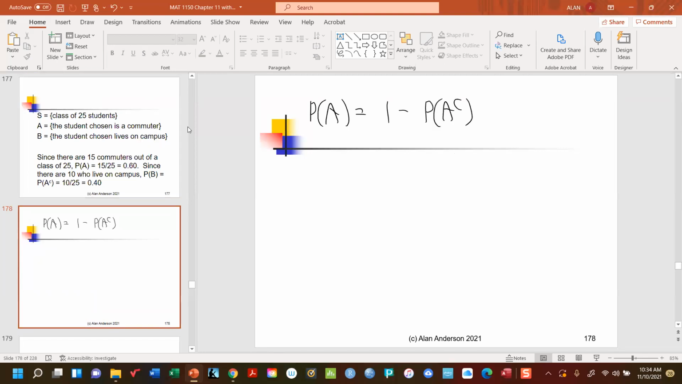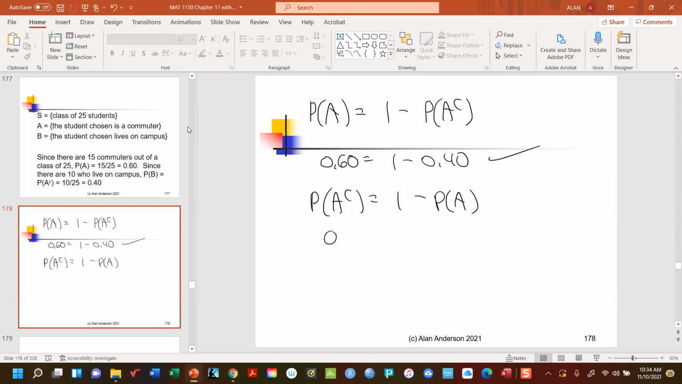Remember, the probability of A we already figured out is 0.60. And the probability of A complement is 0.40. So either way, we get the right answer. The complement rule is very straightforward.